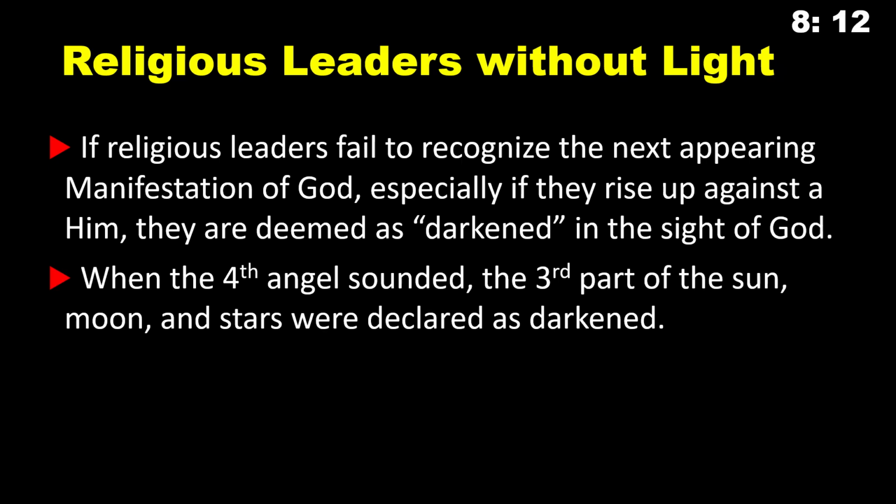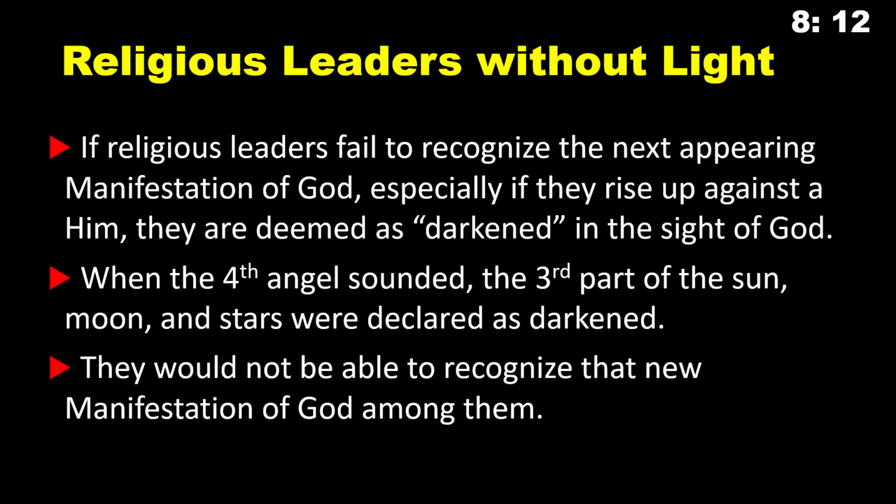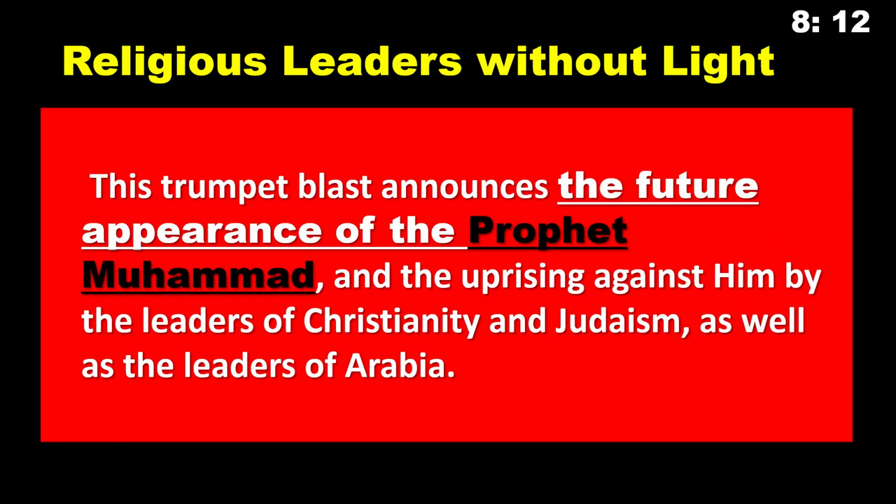When the fourth angel sounded, the third part of the sun, moon, and stars were declared as darkened. This means that the religious leaders would not be able to recognize that new manifestation of God among them. This trumpet blast foretells the future appearance of the Prophet Muhammad and the uprising against him by the leaders of Christianity and Judaism, as well as the leaders in Arabia, those idol-worshipping leaders. Muhammad was the promised Paraclete that Christians were promised, yet they rejected him.